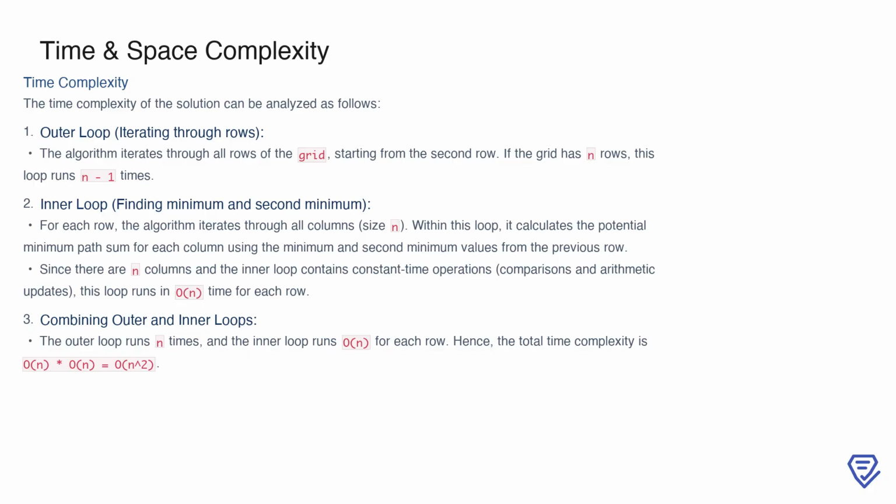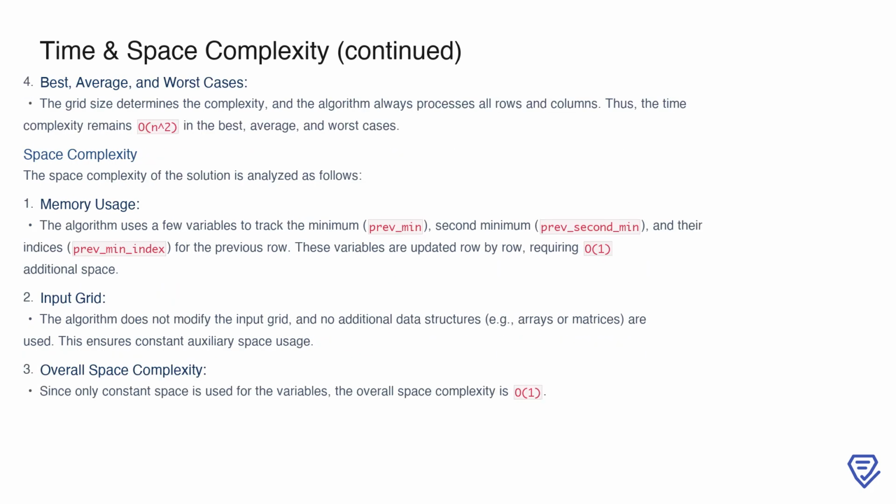In the inner loop, operations such as comparisons or arithmetic updates are constant time operations. When we combine the outer and inner loops, the total time complexity becomes O(n) for the outer loop multiplied by O(n) for the inner loop, resulting in an overall time complexity of O(n²). Now, considering the best, average, and worst cases, the time complexity remains consistent at O(n²), because the algorithm processes each row and column in the grid regardless of the input values.